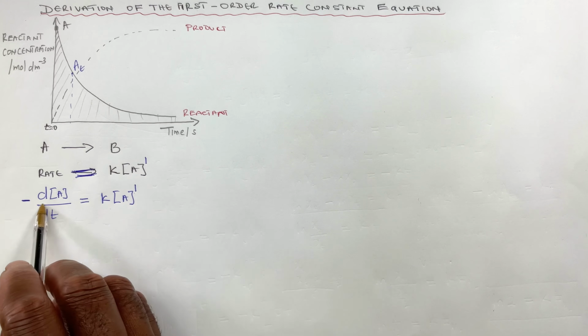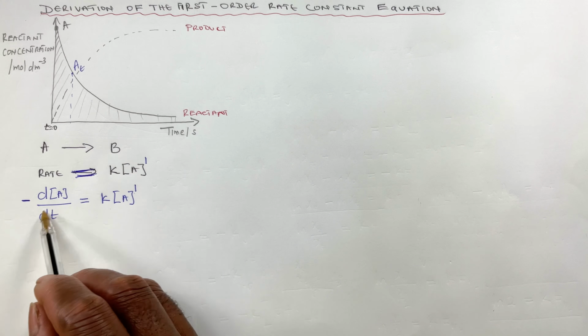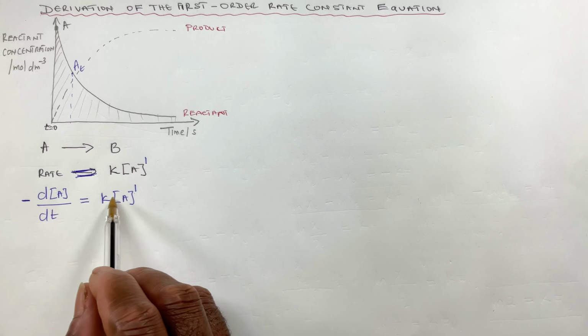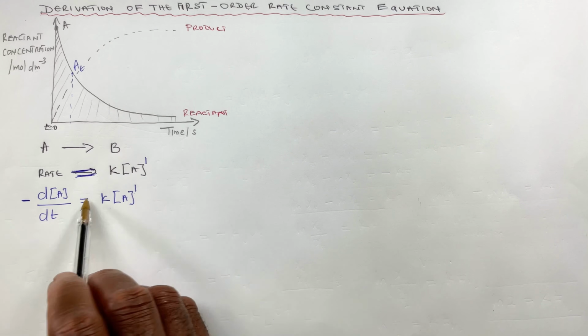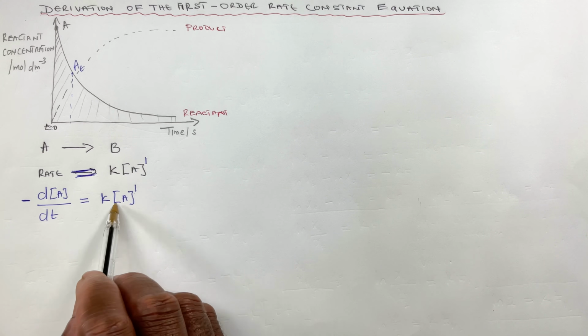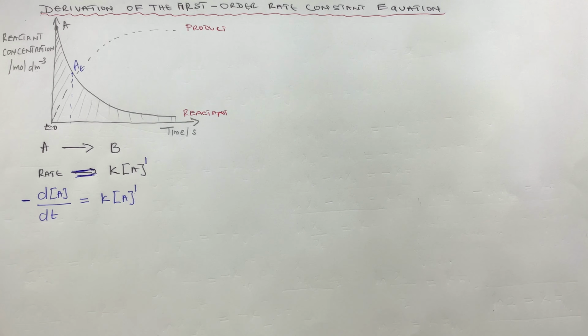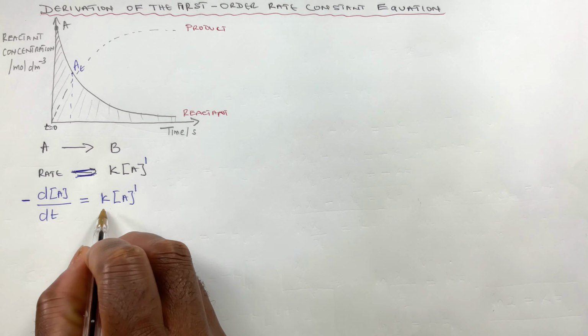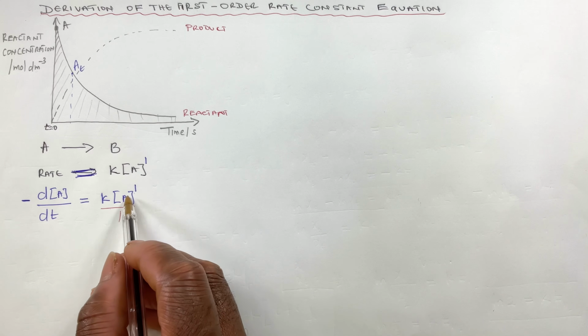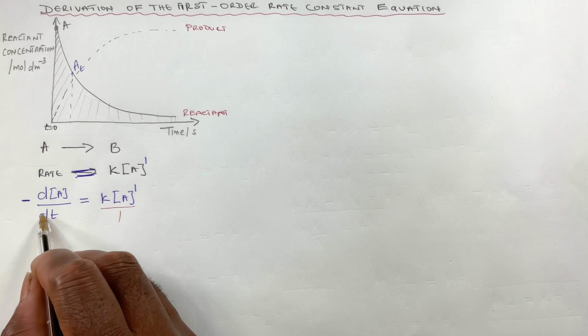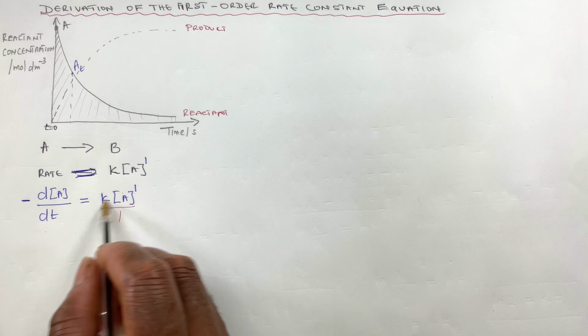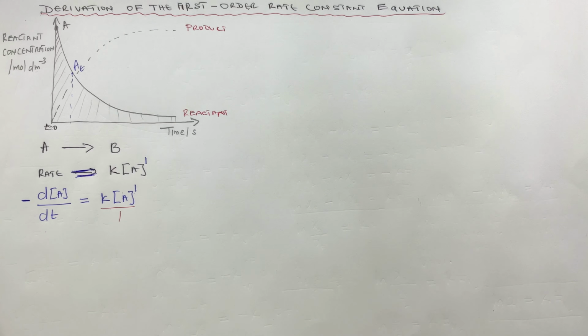I need to collect like terms. That means I need to multiply both sides by dt and divide both sides by the concentration of A. And as you can see, this is over 1. Or we can just bring the concentration of A down and take the dt up. So that's another way to do that.